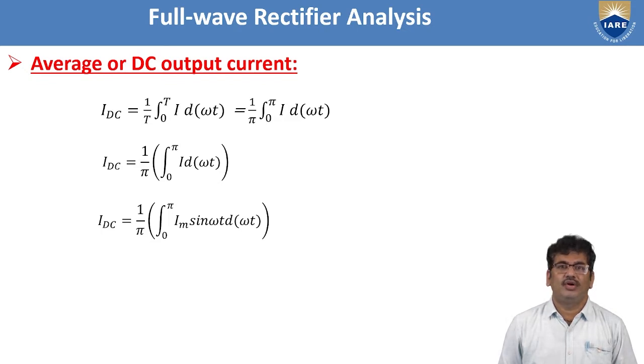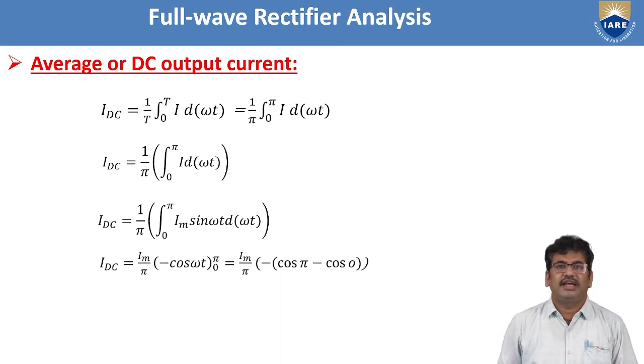Im is a constant, so we can take it outside. The integral of sin omega t is minus cos omega t. Applying the lower limit 0 and upper limit pi, we can write IDC is equivalent to Im by pi times minus cos omega t, from 0 to pi. Substituting upper limit minus lower limit, we get Im by pi times minus cos pi minus of minus cos 0, which we can write as minus cos pi minus cos 0.